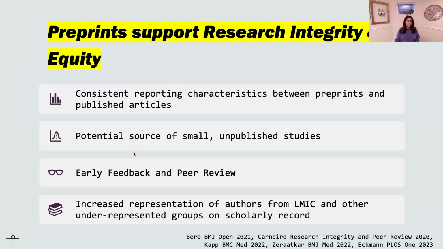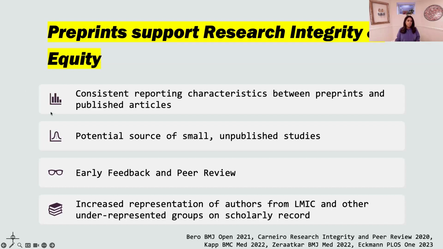And so preprints can support research integrity and equity in several ways. First off, we know that there's consistent reporting between preprints and their published articles, with few changes between them with regards to the message and the primary outcomes that are reported. Preprints are also a potential source of small and unpublished studies, or studies that would otherwise not be available. And so this can help us to fill the gap when we think of publication bias and smaller effect sizes that seem to be unimportant to journals.